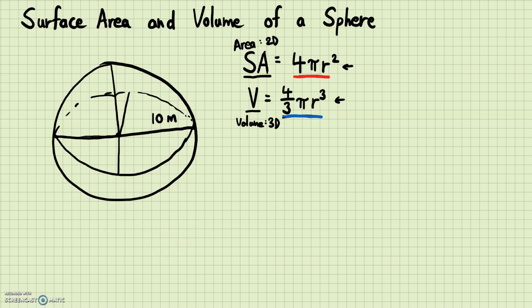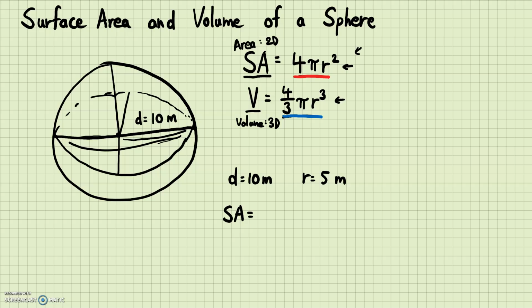Notice that in our formulas, we are using radius, not diameter. So we'll need to change our diameter to radius. So if diameter is 10 meters, since this whole thing is a diameter, radius is half of the diameter, so radius is going to be 5, or 5 meters. And just plug that into our formulas.